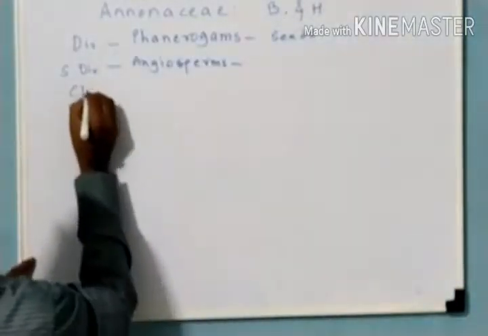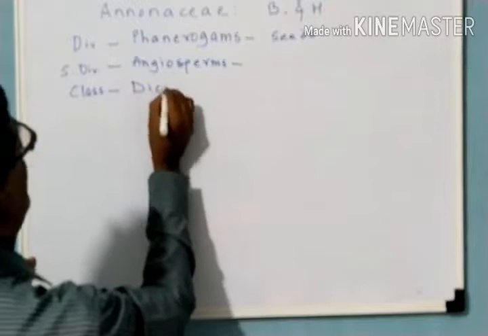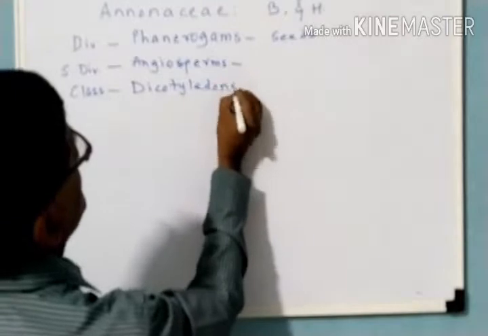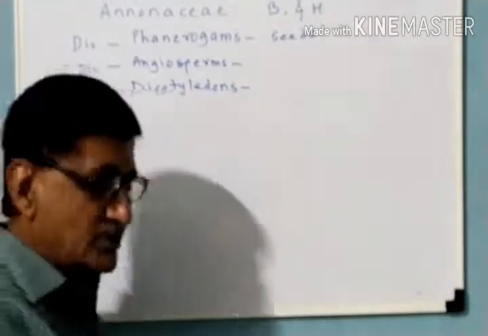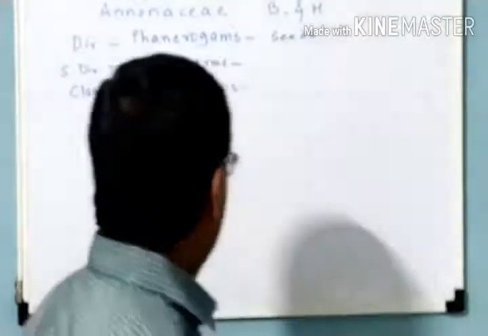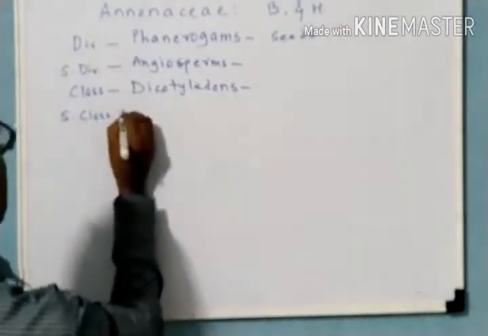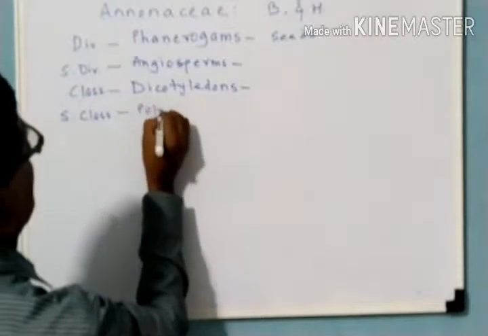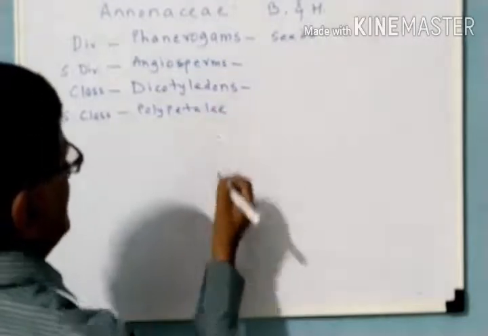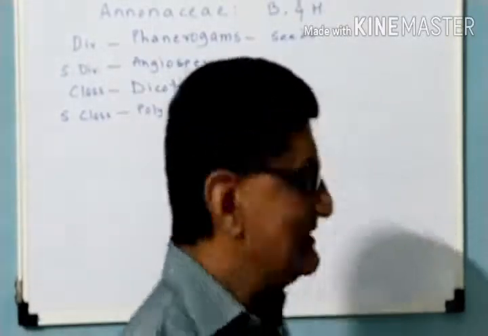Then class. This particular family belongs to the class Dicotyledons. The reasons for Dicotyledons are leaves with reticulate venation, and there are 2 cotyledons in the seed. Then subclass: Polypetalae. The reason is petals are free in the flower. So that subclass is the polypetalae subclass.